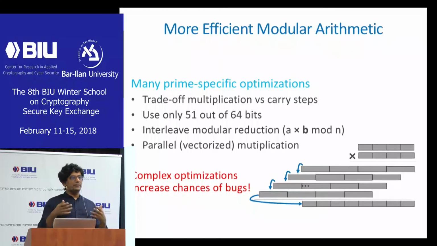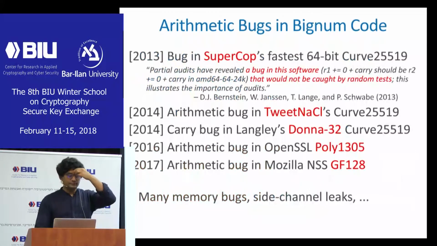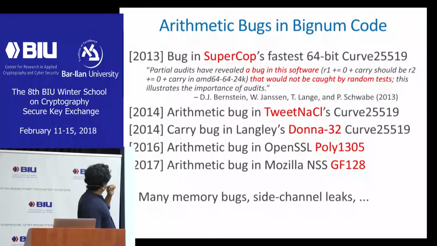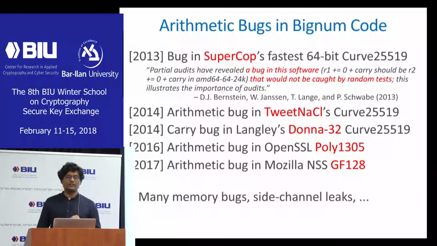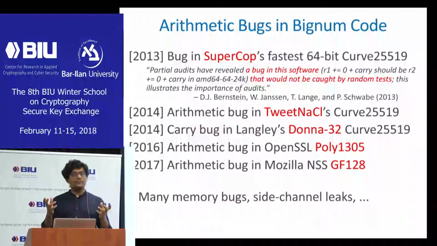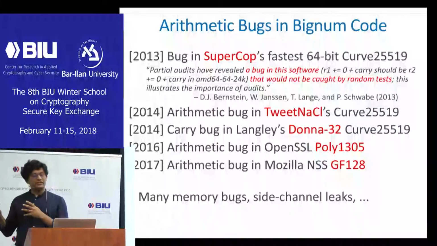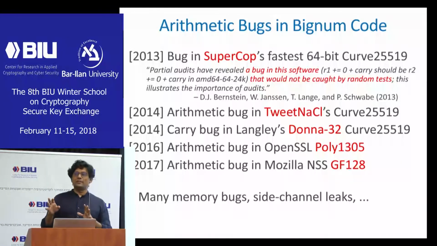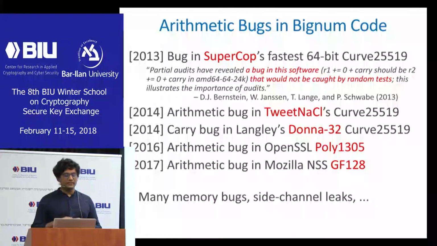All of these things change Bignum multiplication from textbook to something fairly complicated, which increases the chances of bugs. For example, in 2013, the fastest known implementation of the curve 25519 actually had a bug, a carry propagation bug. A similar bug came up in a more modern implementation, TweetNaCl, in another implementation, and so on. So these kinds of arithmetic bugs are actually very common. They're not nearly as common as memory bugs, I must say. Memory bugs are the most common ones out there. Side channel bugs are quite common too, but this kind of arithmetic bug is quite common as well.